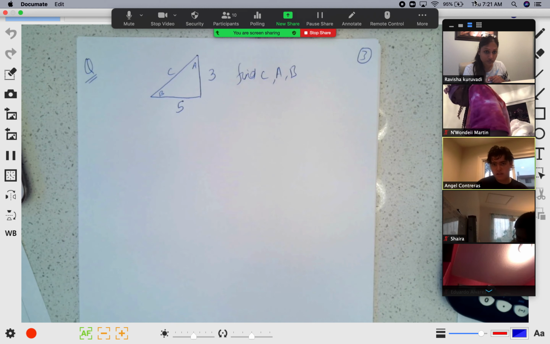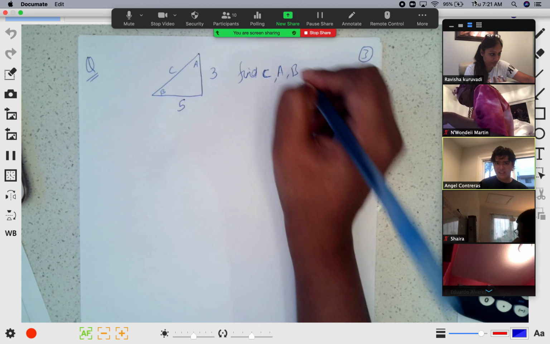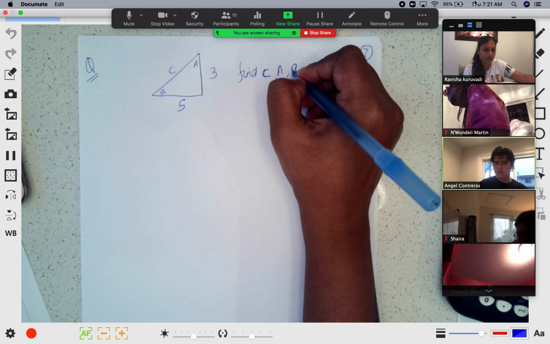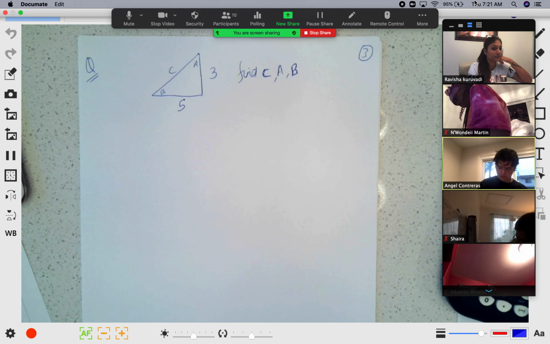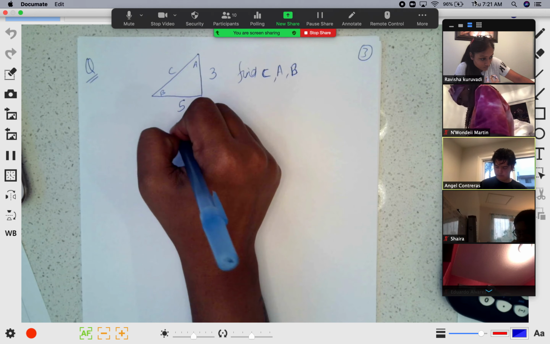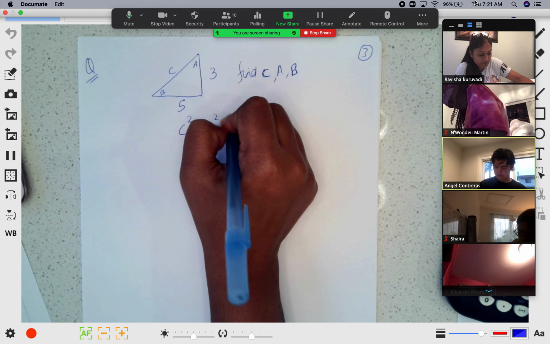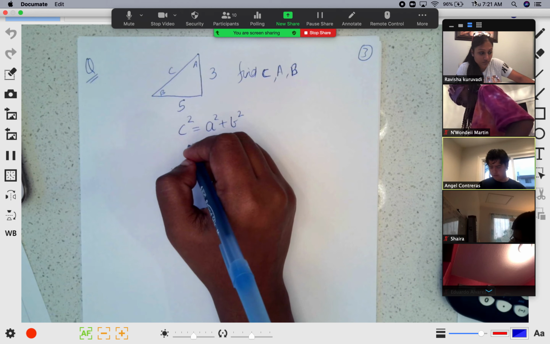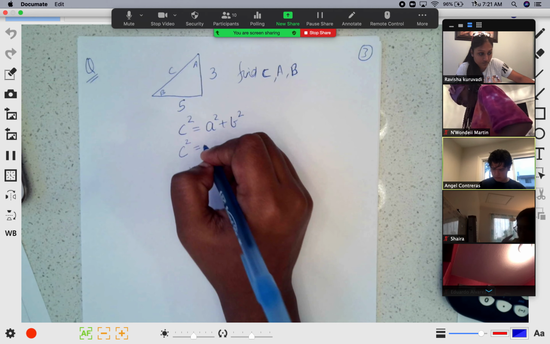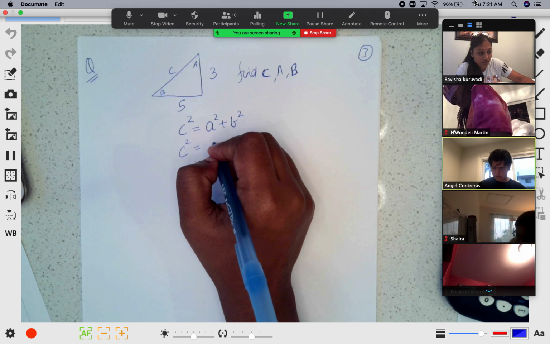Are we trying to find for C? Is that a little c? Yeah, I need to find a little c, A, and B. Is little c the... Oh, it's the hypotenuse. Yeah. We can use c squared equals a squared plus b squared. What's your A and B? The A is 5 and B is 3. Okay.